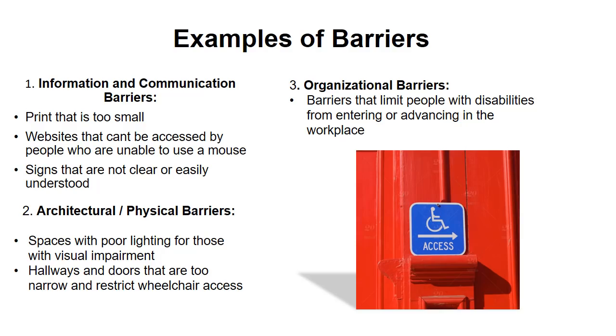Examples of barriers: information and communication barriers include print that is too small, websites that can't be accessed by people who are unable to use a mouse, and signs that are not clearly or easily understood. Architectural or physical barriers include spaces with poor lighting for those with visual impairments, and hallways and doors that are too narrow or restricted for wheelchair access. Organizational barriers limit people with disabilities from entering or advancing in the workplace.